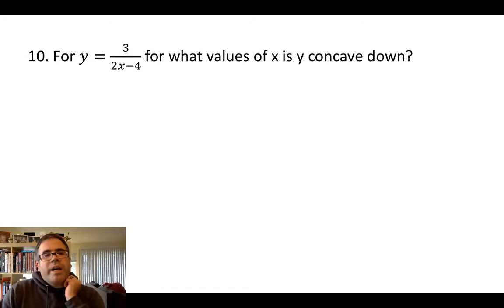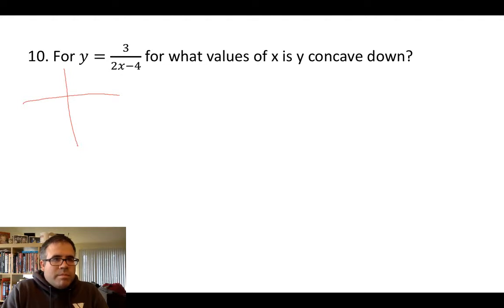4. y equals 3 divided by 2x minus 4. For what values of x is y concave down? Now, again, you might have seen this problem before. If you took the retake, you've seen this problem twice now. This one does not require calculus if you know a little something about rational functions. So we know that this rational function has a positive numerator, and it has a 0 in the denominator when x is 2, which means it looks like this.